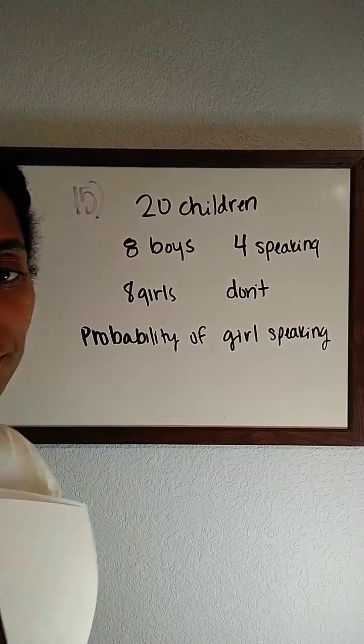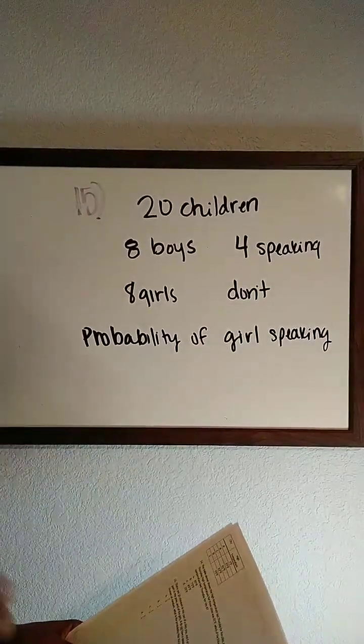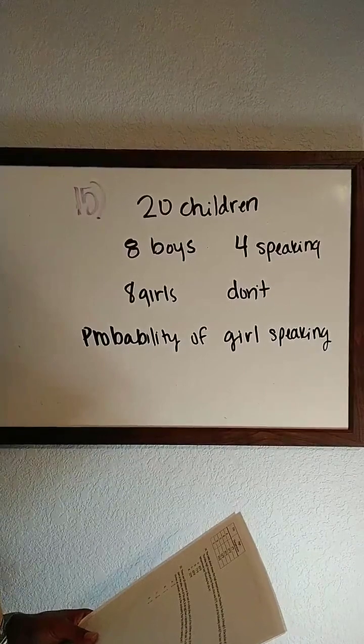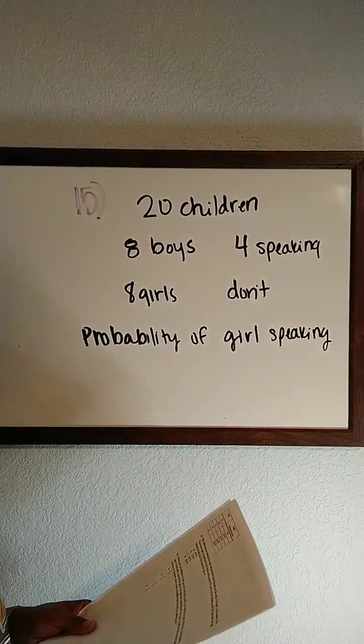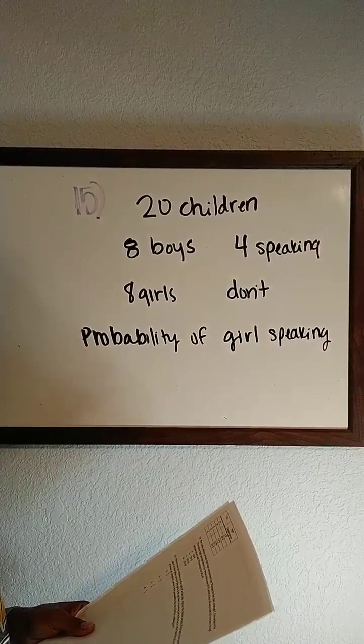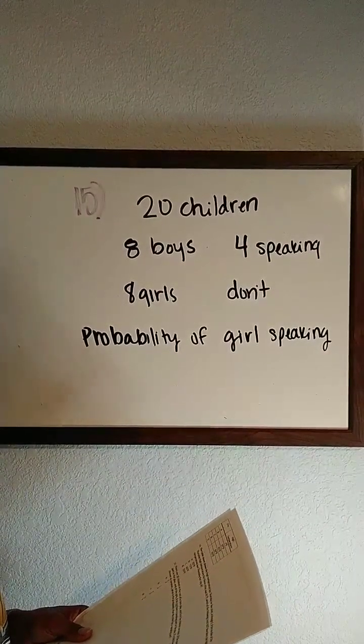Y'all better stop. Okay, so 20 children in the cast of a play. 8 children are boys. So that means, oh, that right there was important. It says there are 20 children in the play. 8 of the children are boys.